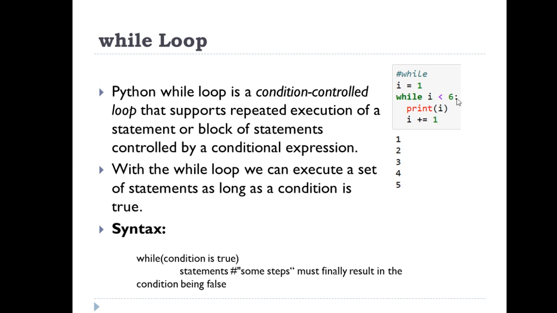First time, 1 is less than 6? Yes, so 1 is printed. Next, i is incremented by 1, this is i is equal to i plus 1. Again, it goes on repeating this loop until i reaches 6. What would be the output? 1, 2, 3, 4, 5.